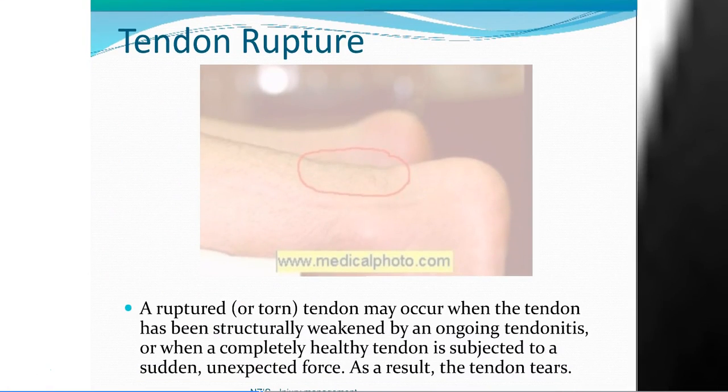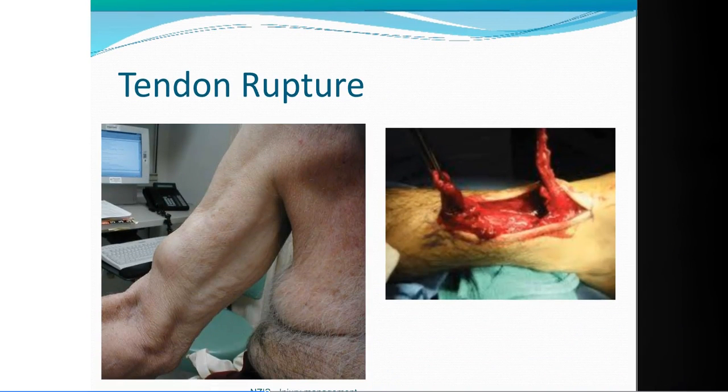So if a tendon is ruptured or torn because it's been structurally weakened by something like tendinitis, or when it's had a huge amount of stress put through it from an unexpected force, the tendon tears, and it doesn't have much blood flow at all, which means it's a very slow healing piece of tissue. A couple of pictures here.